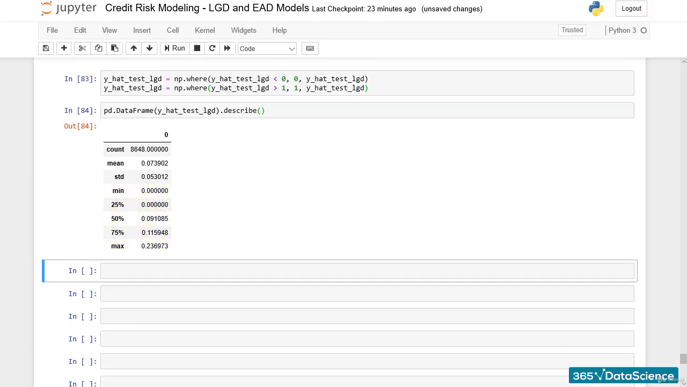We have reached the final predictions of our LGD model. It was not an easy task, but we have successfully worked it out. In our next section, we will explore the EAD model.